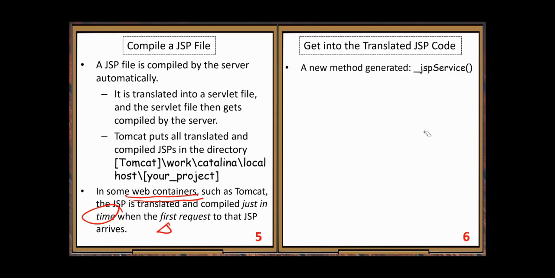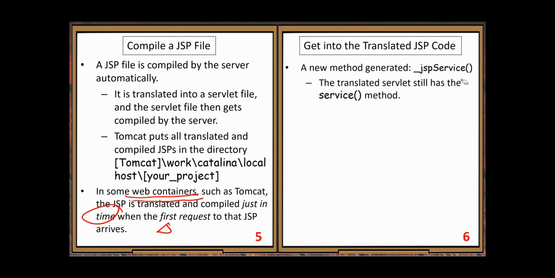In the translated JSP servlet file, there is a special method called the underscore JSP service method. This underscore is for internal use. It's a system level method, used by the server, not for us, not for our Java programmers. The system level methods, internal. We just want to understand these methods.